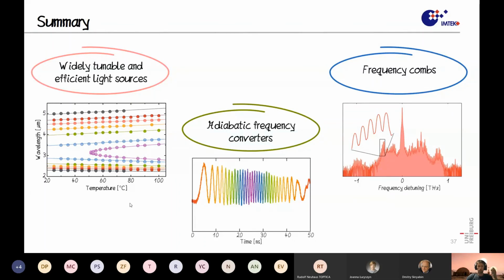And so you can also have this adiabatic frequency tuning where you very, very quickly change the frequency, right? So it's not really continuous wave anymore, but you can change the frequency on a nanosecond level. Okay, so this is it from my side, and I'm happy to answer your questions if you have some.